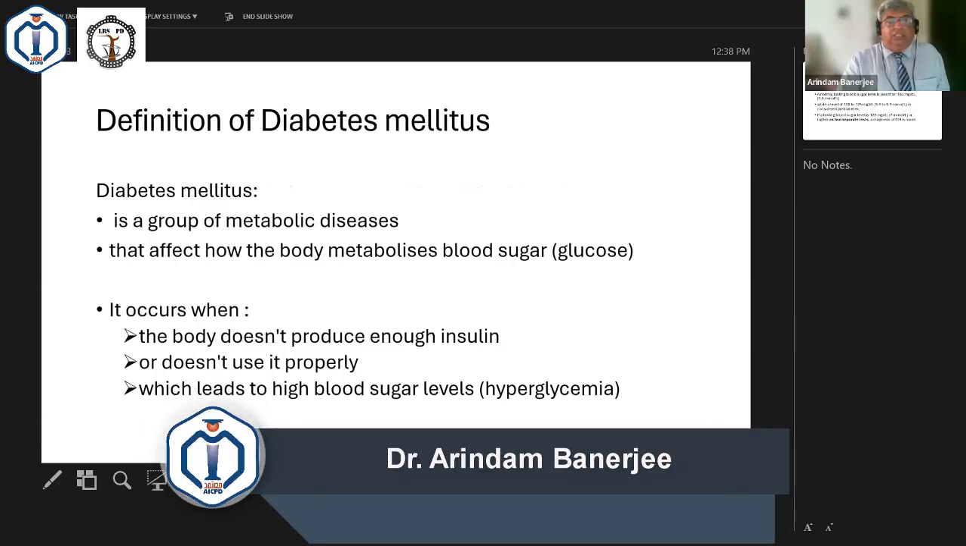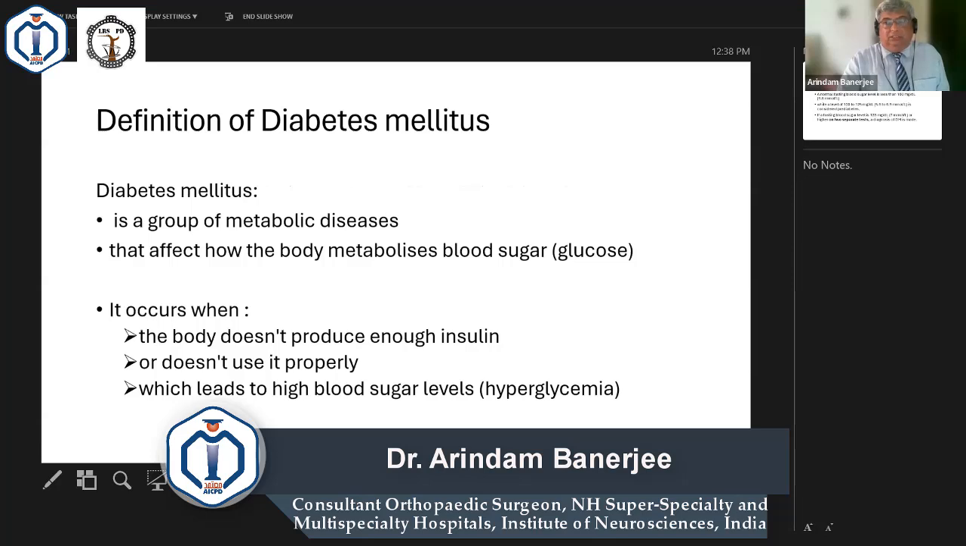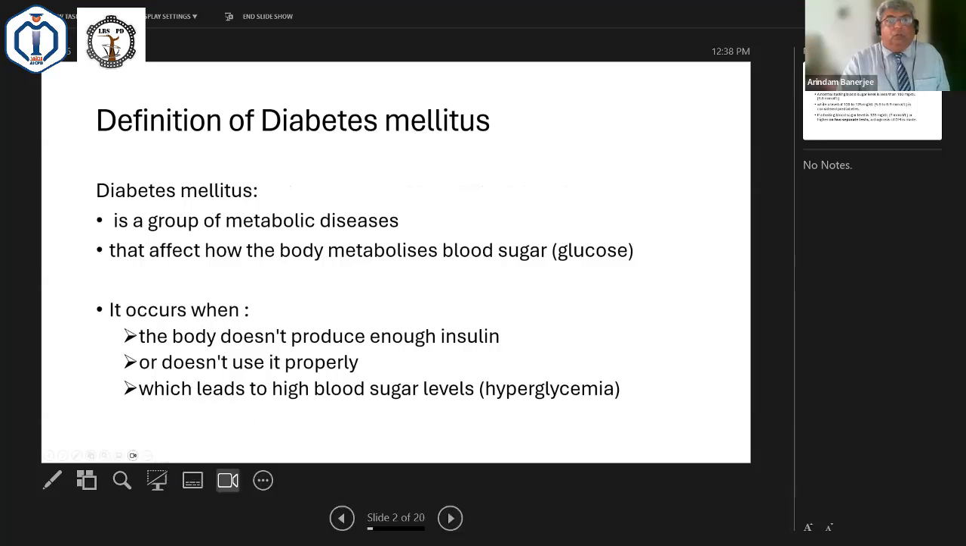The first thing is that it is a metabolic disease. This is a fairly new concept. What it means is that it's not just a general condition about the foot, but it involves the entire body. The disease affects how the body metabolizes blood sugar. And we all know that blood sugar is a very basic component of nutrition to the cells all over the body. If this is not properly metabolized, then we end up with a lot of systemic problems.